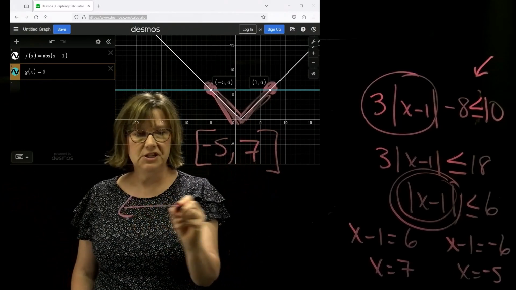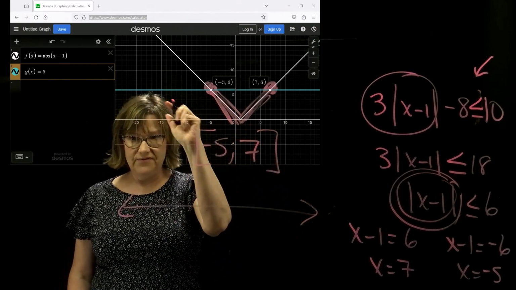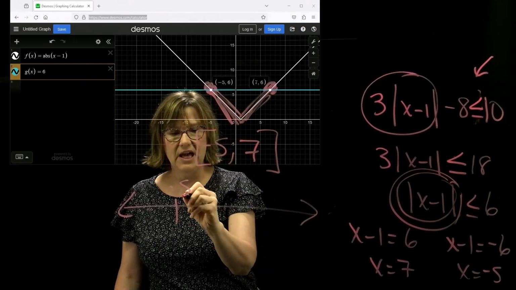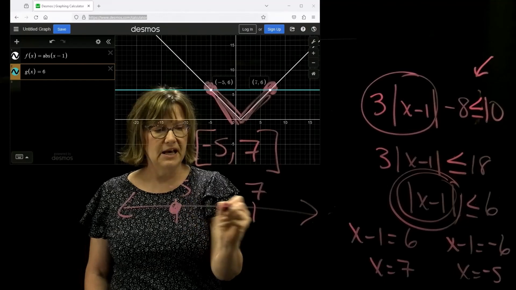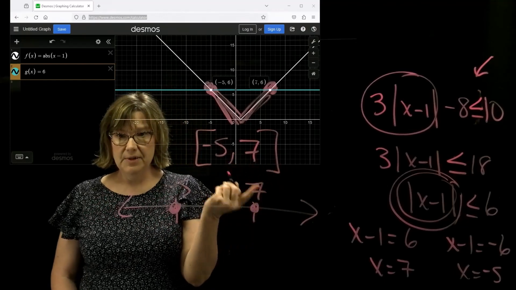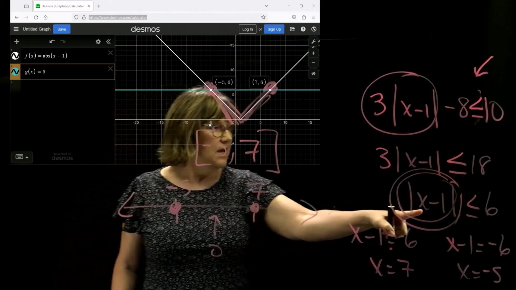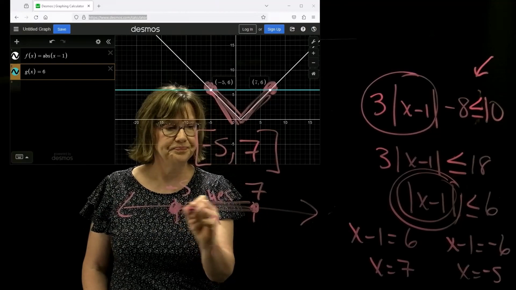Now, if your teacher in high school did key points, that's fine. I think to think of it, you know, in a two-dimensional way is easier, but that's up to you. I have -5, I have 7. It can equal it, so I'm going to put solid dots. And then, again, I'm going to test my points. So 0 is always a good one. It's in between there. Absolute value, yes, that is true. So I'm going to shade that.